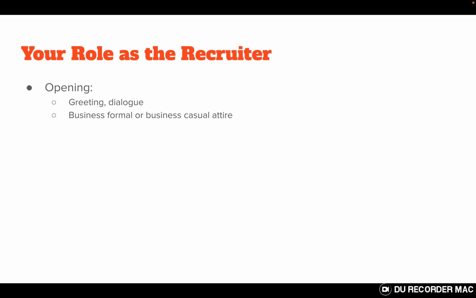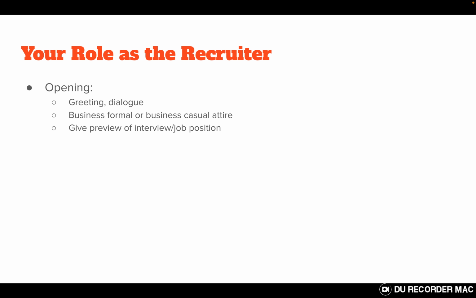You need to be dressed in business formal or business casual attire. I'm not a huge stickler on this, but no t-shirts, no sweatshirts, just a nice blouse, a button-up, something of that nature. You're only going to be seen from about the waist up maybe, so just plan a nice business formal or business casual attire on the top half of your body.